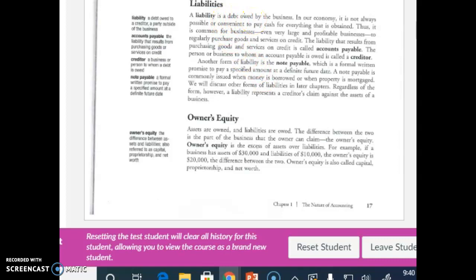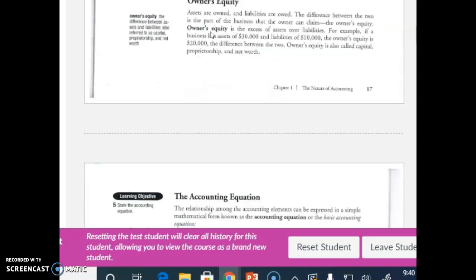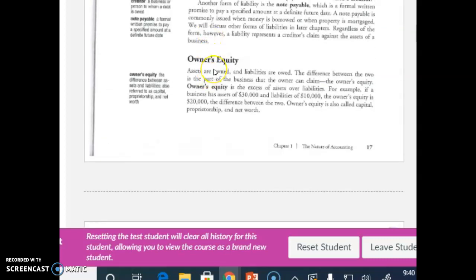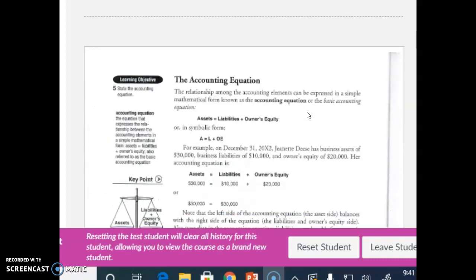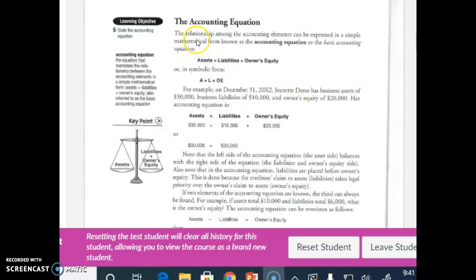For example, your car could be your asset, and then your car payment is your liability because it's a debt that the business owes. And then the next thing is owner's equity. Owner's equity is assets minus liabilities. It's what's left over. It's what you have left over for the business. It's also called capital.